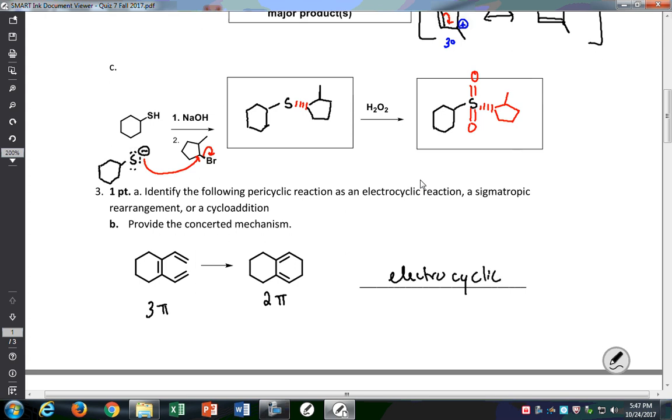A sigmatropic rearrangement means that we have the same amount of pi bonds in both the starting material and the final product, because it's just a rearrangement. And an addition means we're taking 2 molecules and adding them together. So we're only starting with 1 molecule, so this is not an addition. And in a cycloaddition, we're losing 2 pi bonds and gaining 2 sigma bonds. So that's not happening here. So this is an electrocyclic reaction.